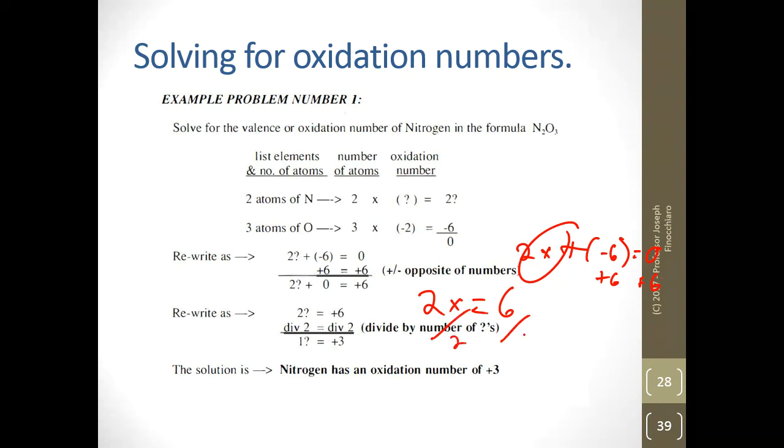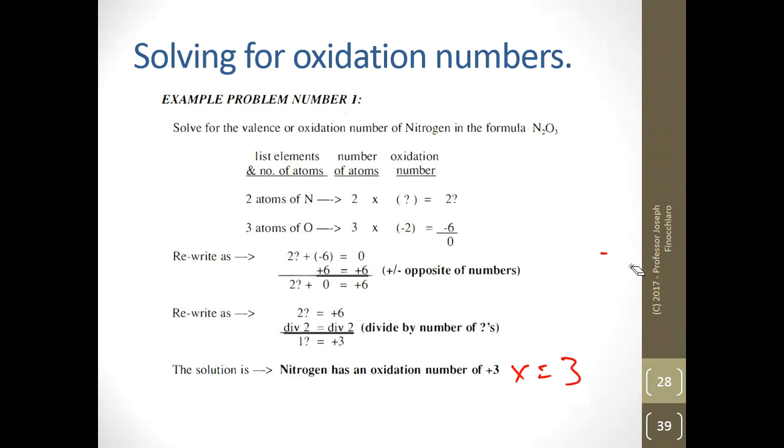Then I got to get rid of the 2. Since I got to equal 0, x equals 3. Well, 2 times 3 minus 6, because it's a negative, equals 0. 6 minus 6 equals 0.